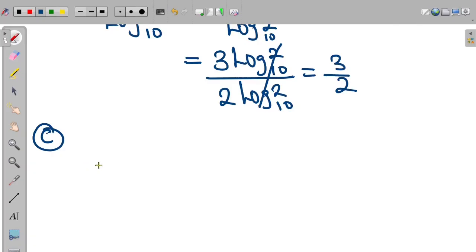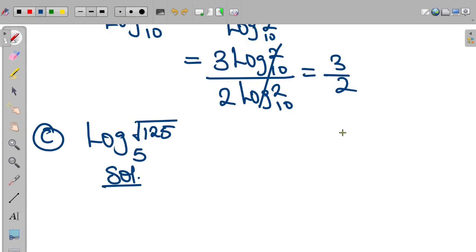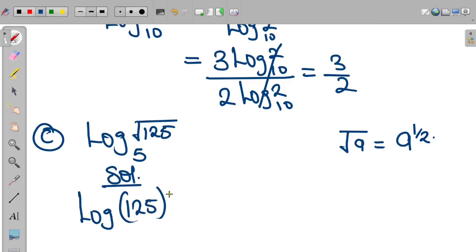So C says we have log of root of 125 to base 5. So remember that if I have root of a, this can be expressed as a to the power of 1 divided by 2. So therefore, this becomes log of 125 to the power of 1 divided by 2 in base 5. But we can attempt to express 125 in the power of base 5. So we know that 5 to the power of 3 is equal to 125.